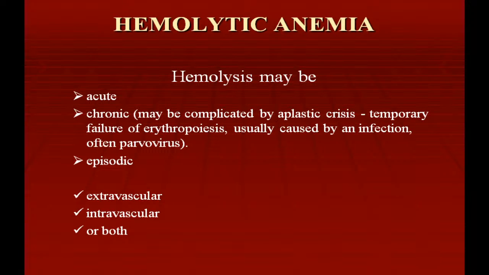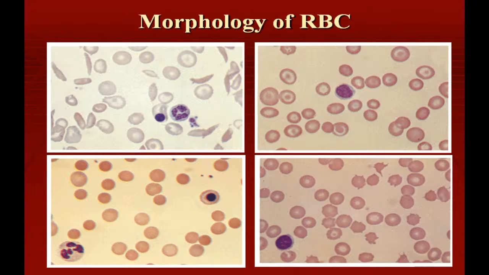So hemolytic anemia, what kind of hemolysis can be? It can be acute, it can be chronic, and it can be episodic. So we may divide hemolysis into these three main variants. Also, it can be extravascular and intravascular, and in some cases both of them in the same patient. So you see the variants of RBC morphology in different forms of hemolytic anemias, and I think you will discuss it in more detail in your practical classes.